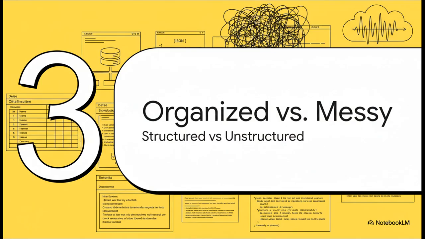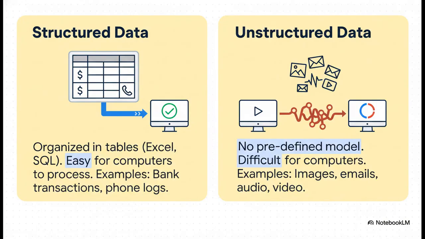So we've spent all this time talking about these neat, organized tables. But one of the best ways to really understand a concept is to look at what it's not. So let's talk about structured data's wild, chaotic sibling: unstructured data. Okay, so on one side, you've got structured data. It loves living in neat tables and databases. Think spreadsheets, bank records, customer lists. Everything has its place. It's easy for a computer to read.